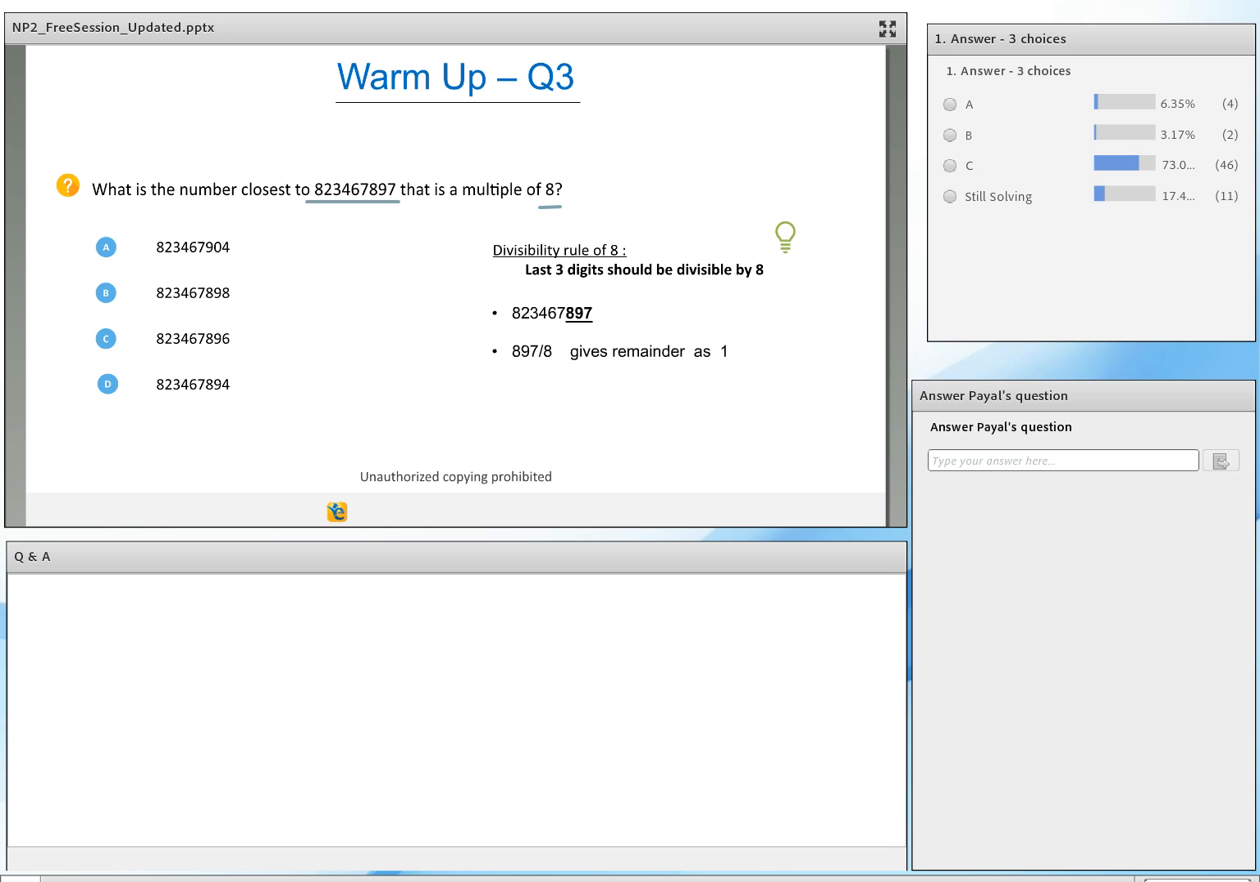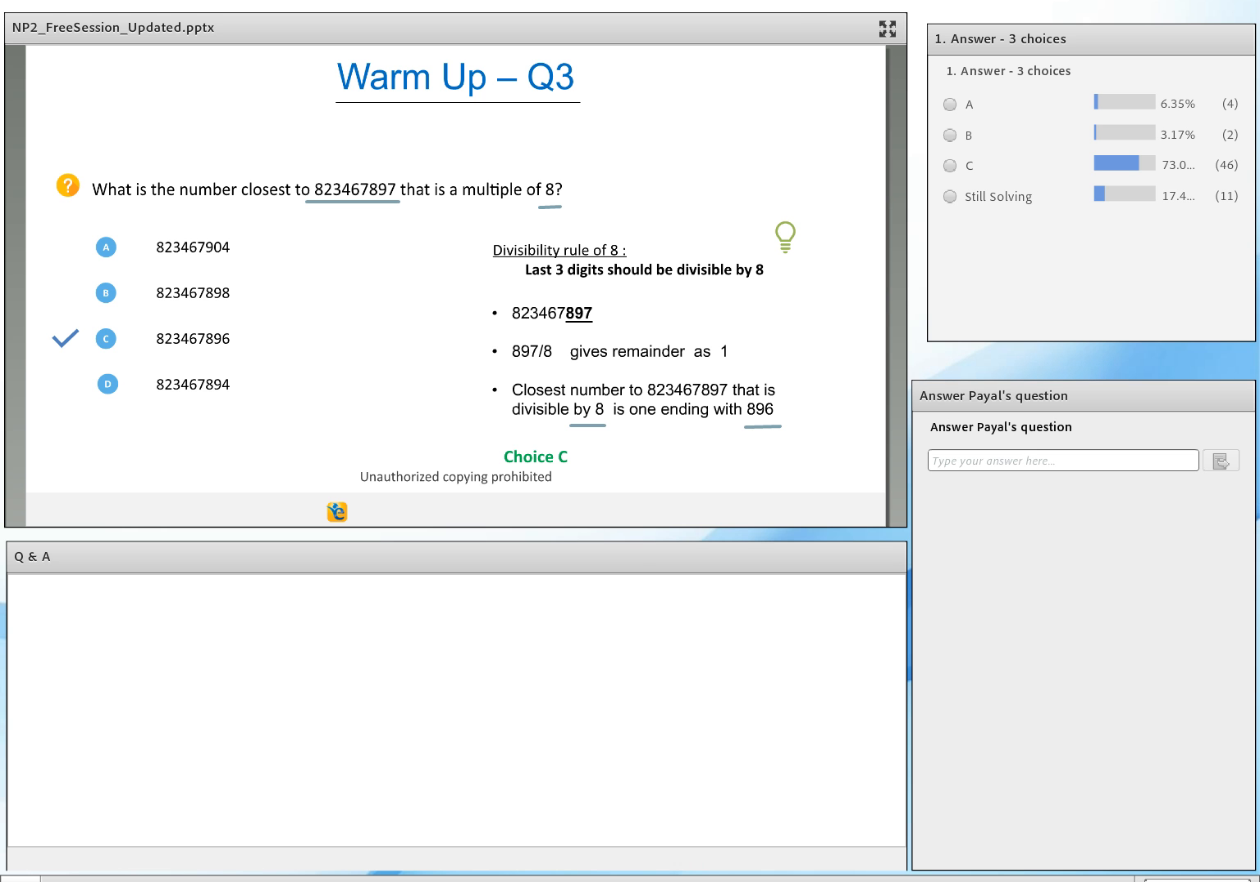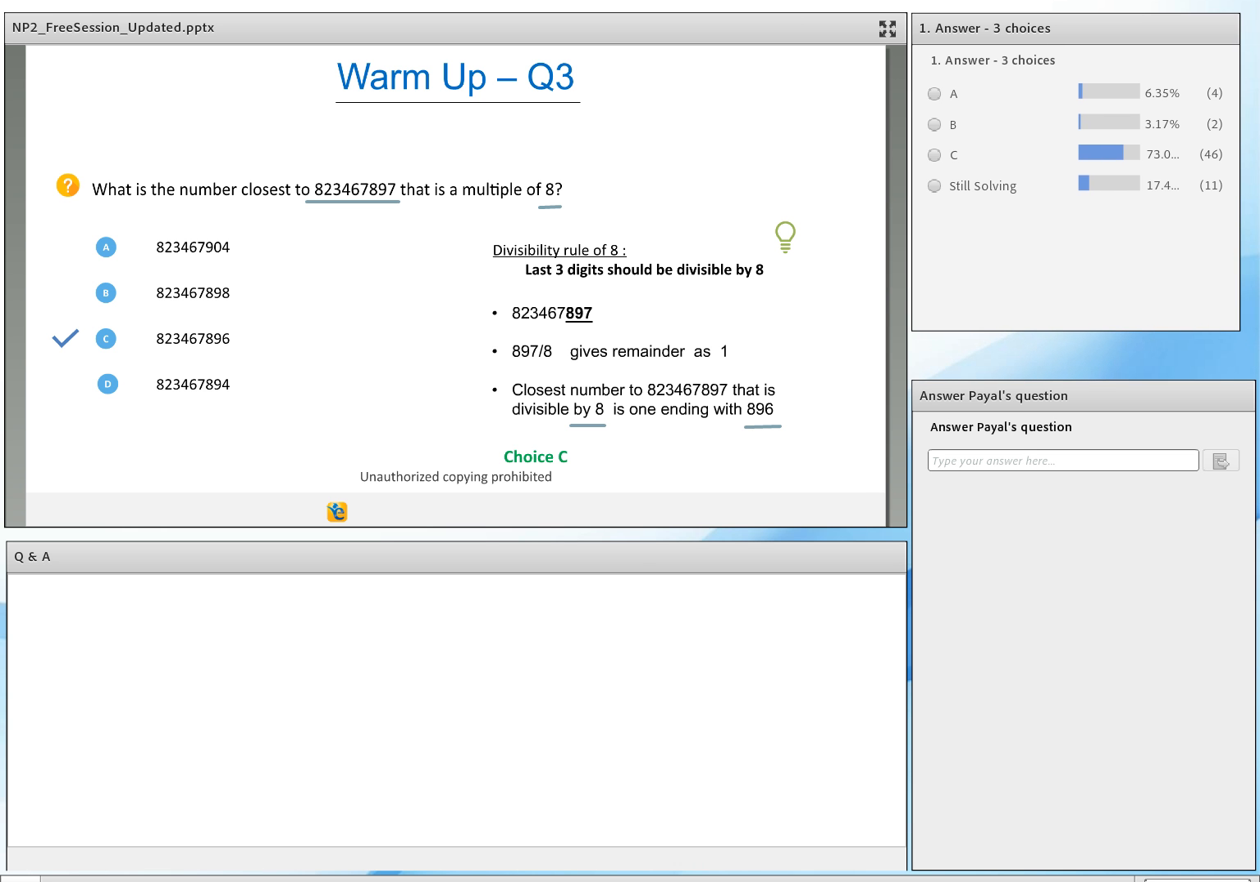You've been given this number 897. You take the remainder. This number 897, remainder 8, gives you 1. So you simply see which is the closest number that's divisible by 8, and that's 896. So relatively straightforward question. Okay. So now this is where things get a little bit more interesting.